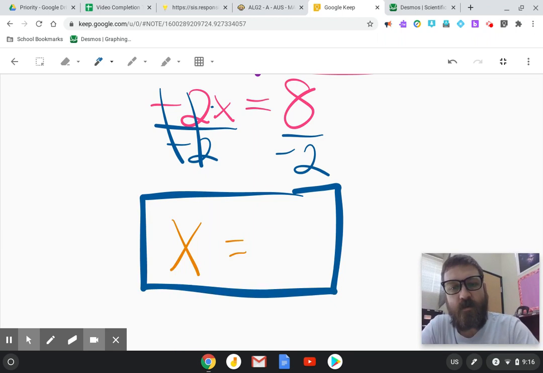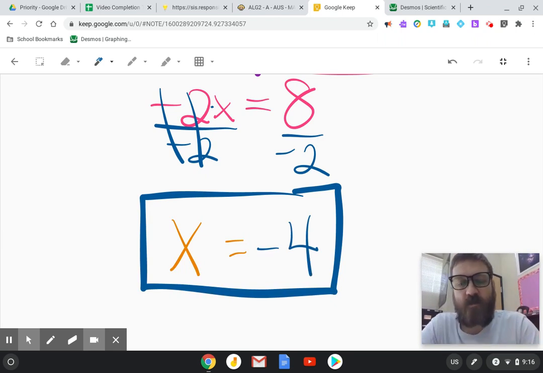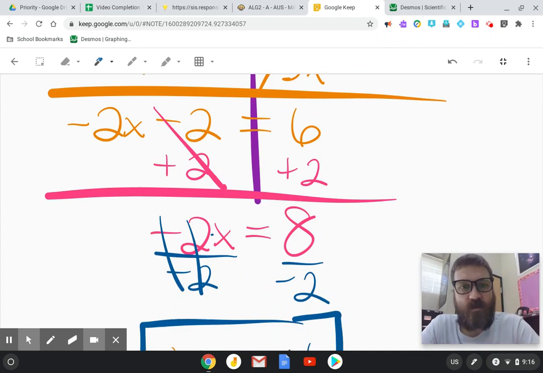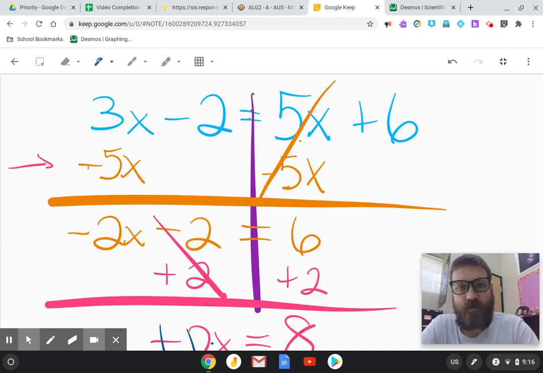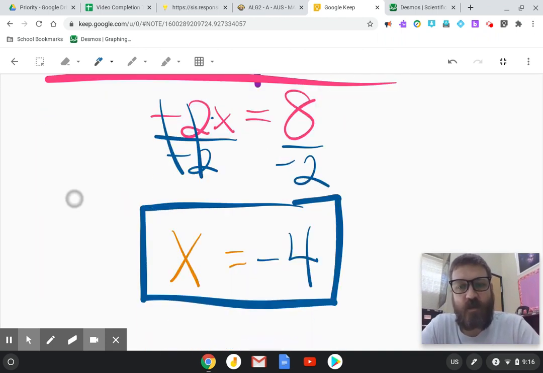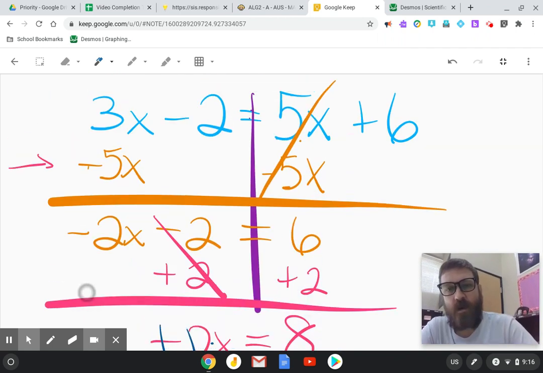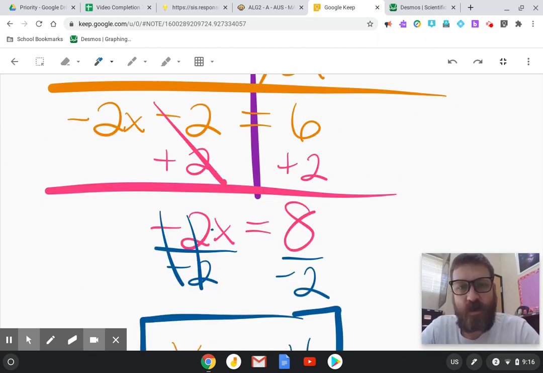8 divided by negative 2 is negative 4. Use your calculator if you need to. And so this is the solution to the equation you see up here: 3x minus 2 equals 5x plus 6. In that equation, x equals negative 4. In other words, if I took negative 4 and plugged it in for x here and here, then I would get answers that were equal to each other. So that's basically what you're doing here.